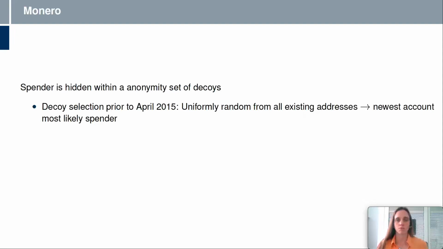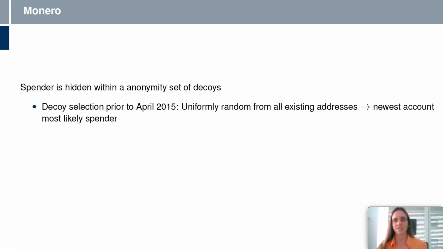Now, the most common cryptocurrency with ring signatures is Monero. And they do exactly what we do with ring signatures. They hide the actual spenders. We call them spenders as they spend the money, not signers anymore, and hide them within a set of decoys, so the other ring members. And this decoy selection was prior to April 2015 done by uniformly choosing other ring members. So when I want to form a ring, I fix my ring size and then uniformly choose other ring members.